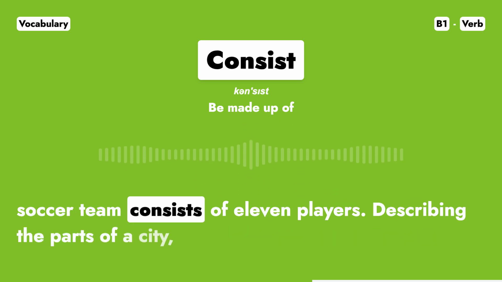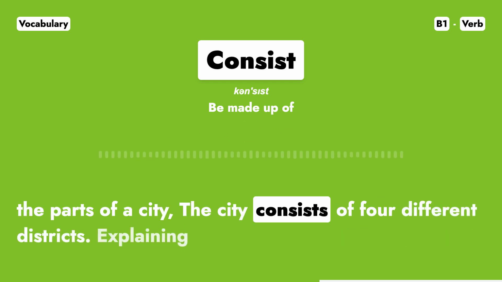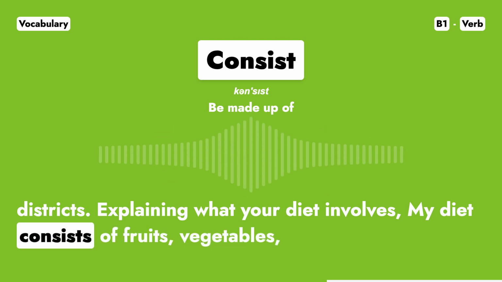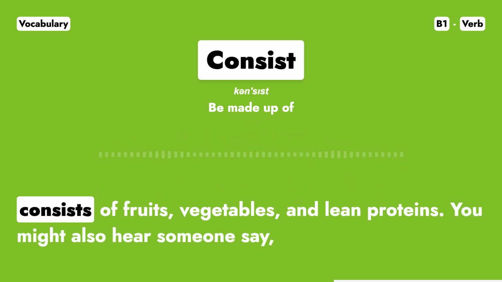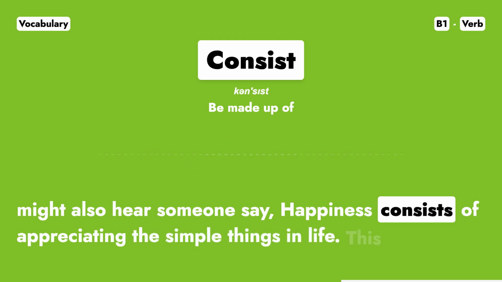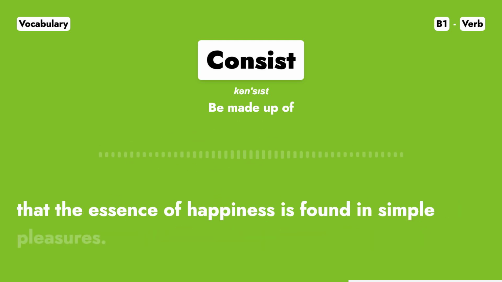Describing the parts of a city, the city consists of 4 different districts. Explaining what your diet involves, my diet consists of fruits, vegetables, and lean proteins. You might also hear someone say, happiness consists of appreciating the simple things in life. This suggests that the essence of happiness is found in simple pleasures.